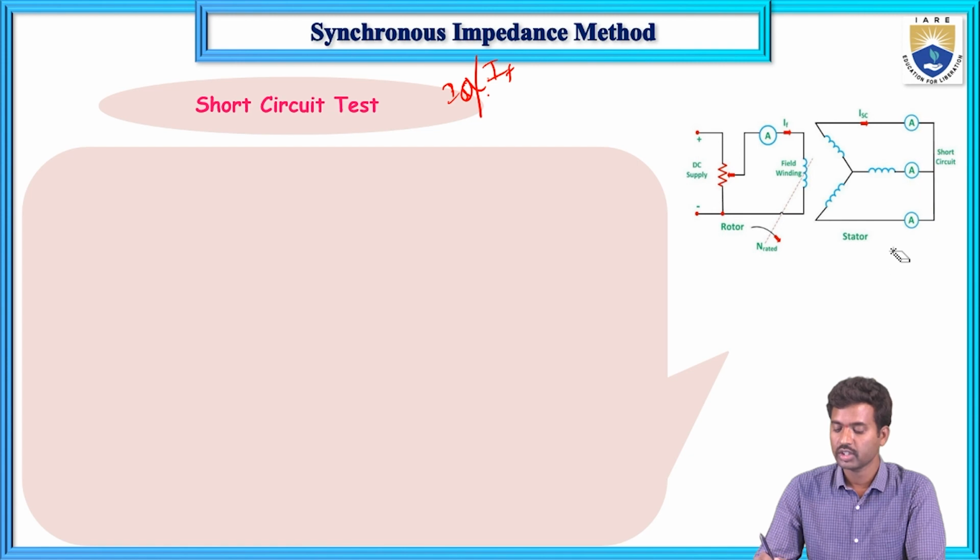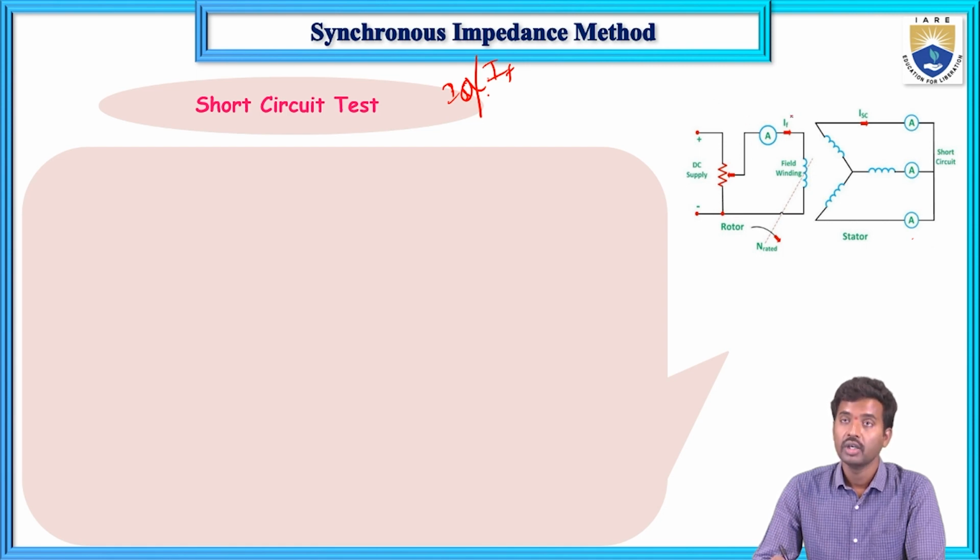Now this is the case here. This ammeter reading, this ammeter reading, and this ammeter reading is the short circuit condition. That is the reason we call this test the short circuit test. So this is the short circuit current, and next, the short circuit current versus field current, same thing.